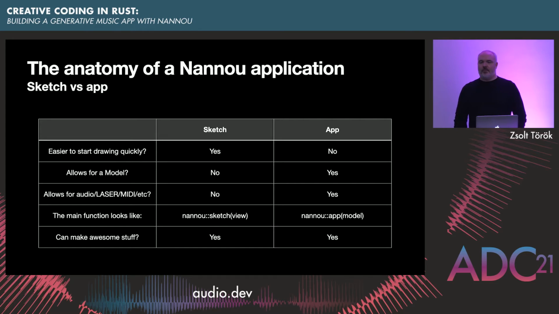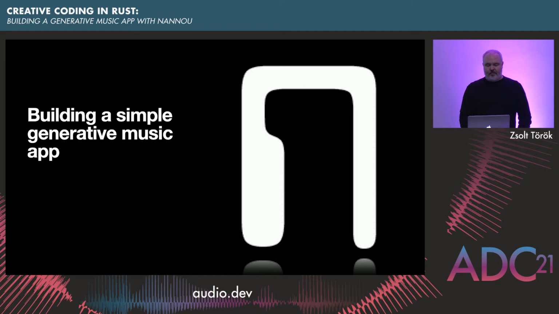Also, sketches don't support the more advanced functionalities that you get from additional libraries, like audio or MIDI communication or lasers or anything of that nature. We've already seen that the main function of a sketch and an app looks slightly different, but one thing they do share is you can do some pretty awesome stuff with either one of them. So speaking of awesome stuff, let's build a simple generative music app.